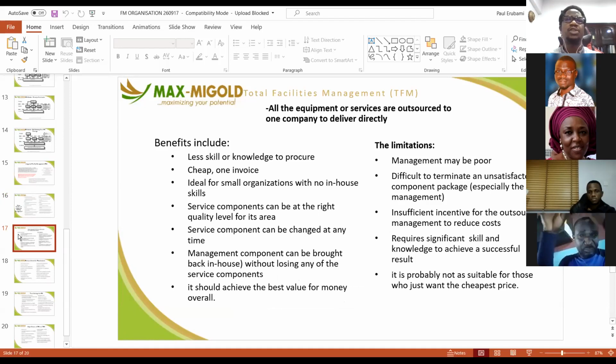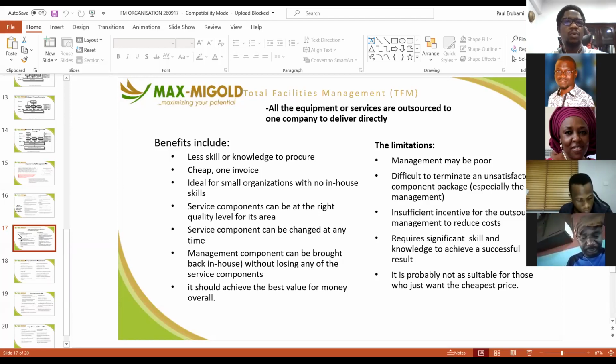As a facility manager, there are some of the reasons why you want to deliver directly. Let's talk about the benefits and the limitations. Less skills or knowledge to procure, cheap, one invoice. We're talking about the benefits of outsourcing now. A small organization with no in-house skills will want to outsource. And then we'll look at the limitations.